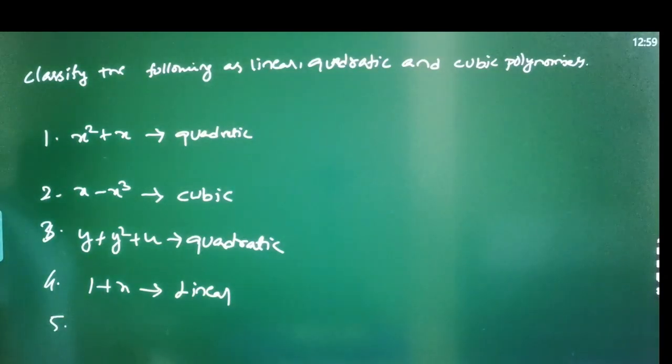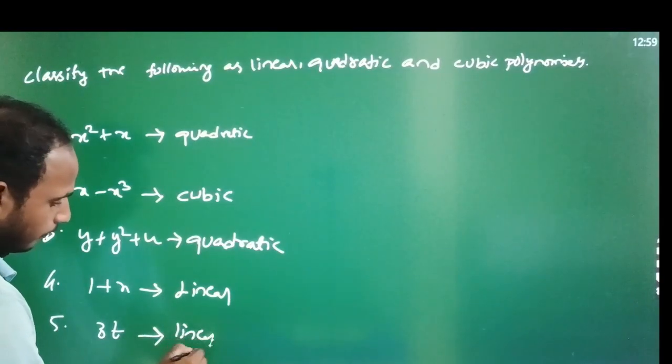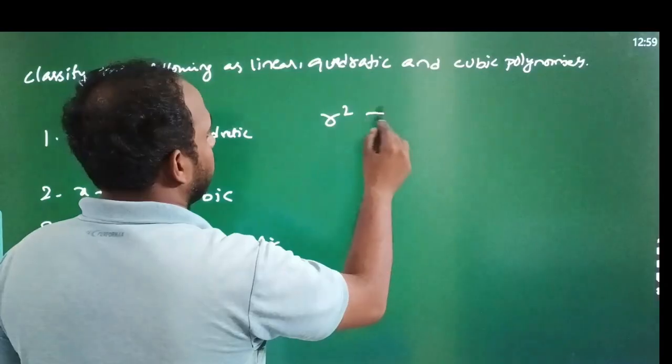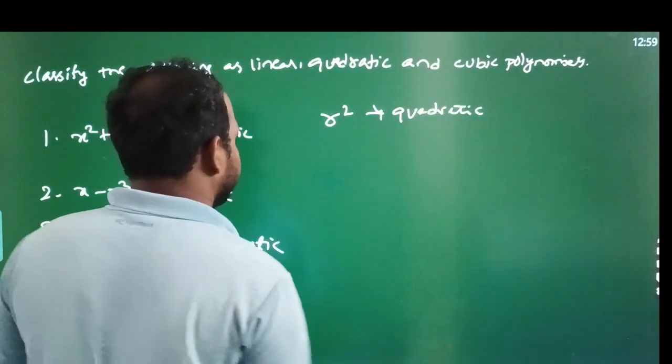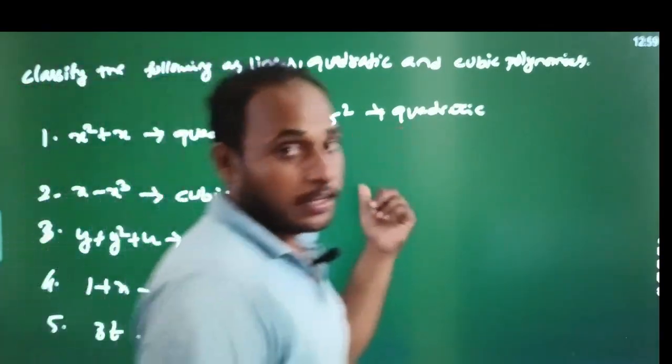Fifth one, 3u. Here also degree 1, so this is a linear polynomial. Next one, r square. Here degree 2, so this is quadratic. This is a polynomial of degree 2, so this is a quadratic polynomial.